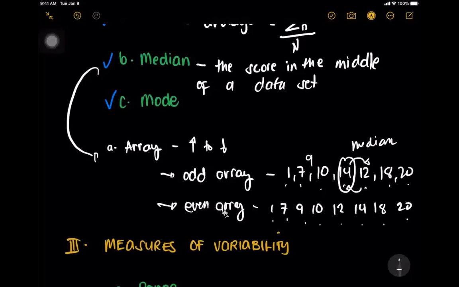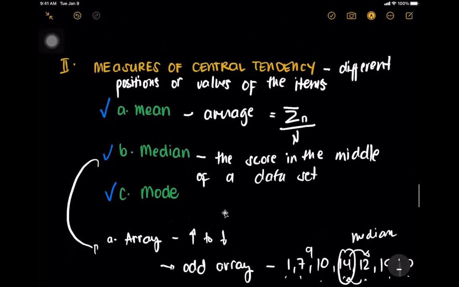What you're going to do is look at the two scores in the middle, then add these scores and divide by 2. These are the two middle scores, your 10 and 12. So 10 plus 12 is 22, divided by 2, you get 11. So 11 now is your median score. And of course, the mode is the most recurring data or score.